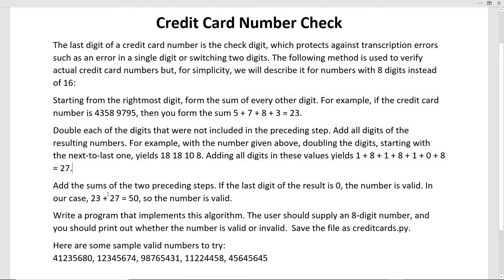You're going to get two sums, add them up, and you get a total at the bottom here of 50, and you check the last digit here. If it's a zero, then that's a valid number. Otherwise, it's an invalid number. And here are some numbers you can also check.